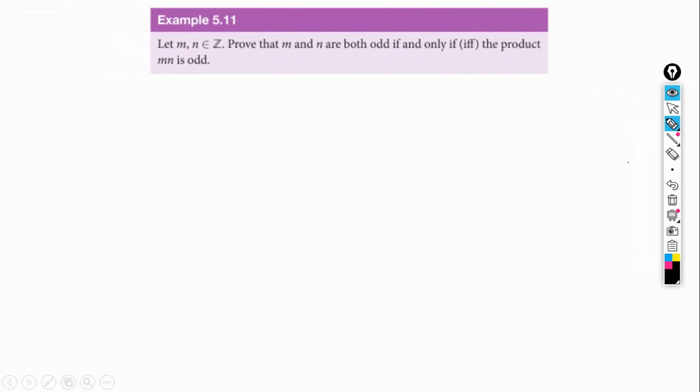So now let's take a look at example 5.11. It says, let m and n belong to the integers. Prove that m and n are both odd if and only if the product m times n is odd. So this is an equivalence, right? Remember that the equivalence looks like this. P if and only if Q. So that means that we have to prove this in both directions. We have to prove if P then Q, but also the converse, if Q then P.